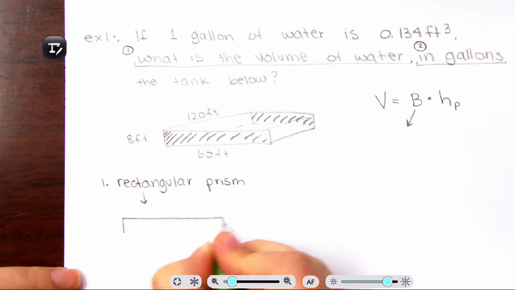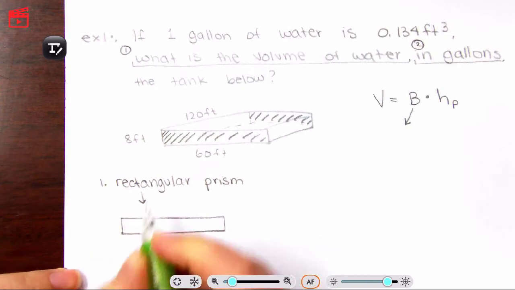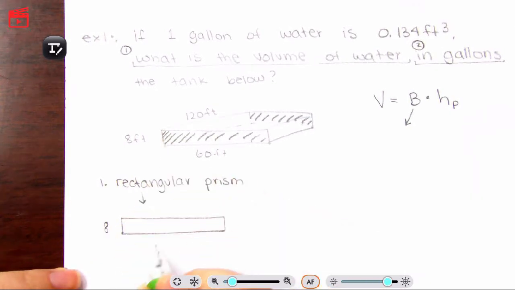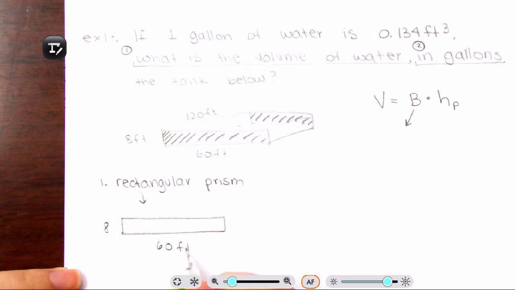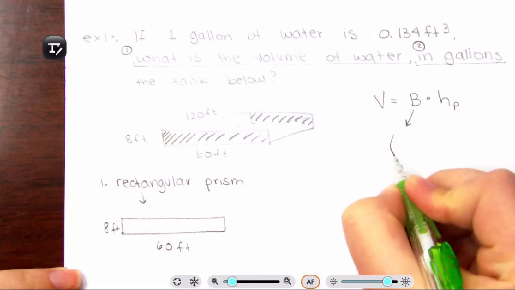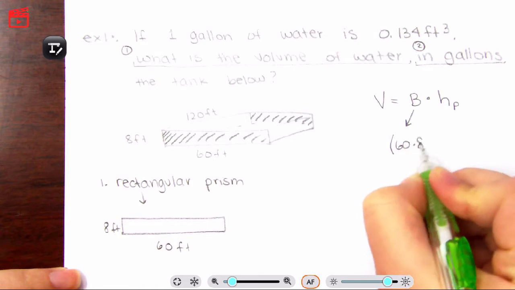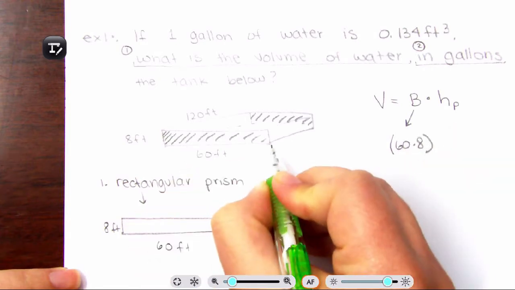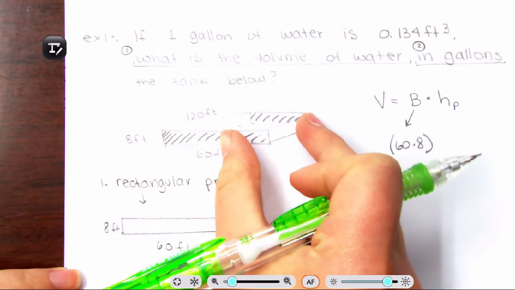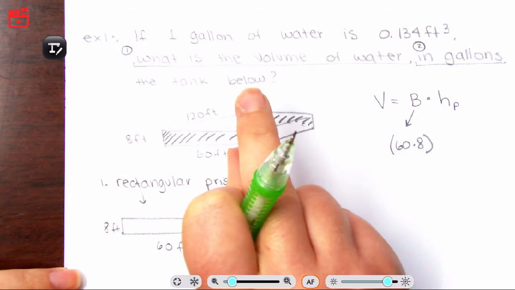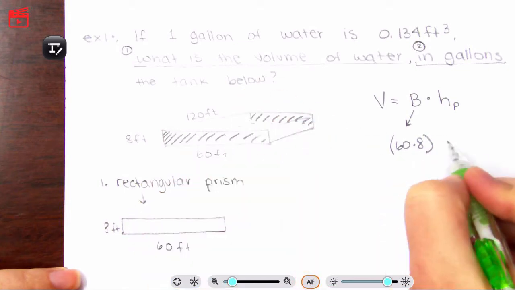All right, here's my rectangle. I chose the skinny one. Here's 8 feet. Here's 60 feet here. So my area of the base is 60 times 8. My height of the prism, again, take the two bases, lift it up. So what's your height now? My height is 120.